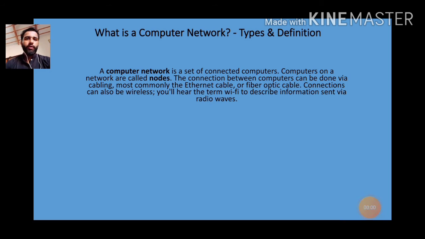Another topic: what is a computer network, and its types? A computer network is a set of connected computers. Computers on a network are called nodes. The connection between computers can be done via cabling, most commonly an Ethernet cable or a fiber cable. Connections can also be wireless. You will hear the term Wi-Fi to describe information sent via radio waves.